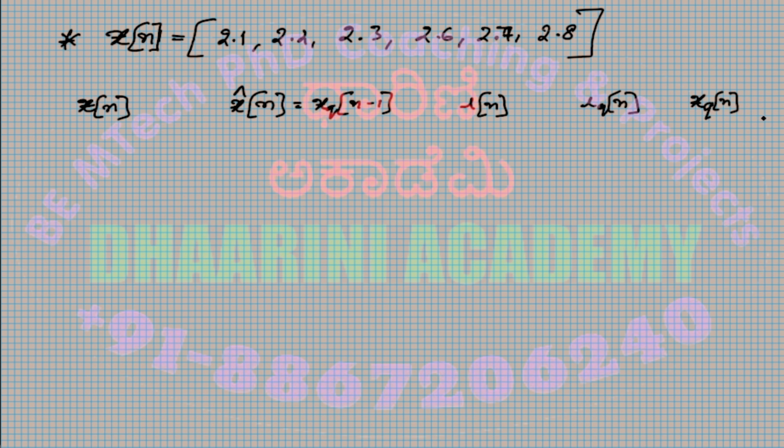Okay, so I'll write the equation for XQ of n as well. So what is the error? Error is X of n minus X cap of n. Let me just write the equation below so that we can trace. It's simply the quantization, you don't have to do this, I'll tell you what it is. Then XQ of n is X cap of n plus EQ. Okay, so these are the equations we are going to use.